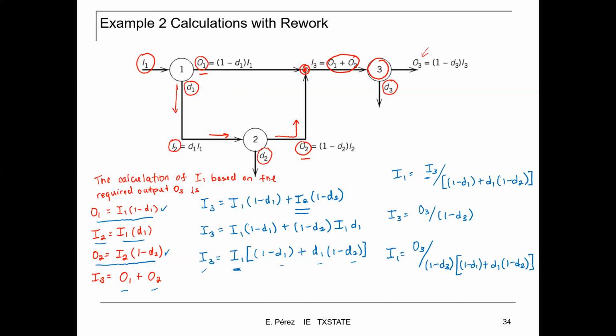So using this expression for this problem, I can find the value of I1 by substituting the information that I know. In order to solve this problem, I will know what will be the required output for my process, and I will know what are the defective rates, D1, D2, and D3. So with this expression that we just developed, given those values, I can compute the required input for my process.